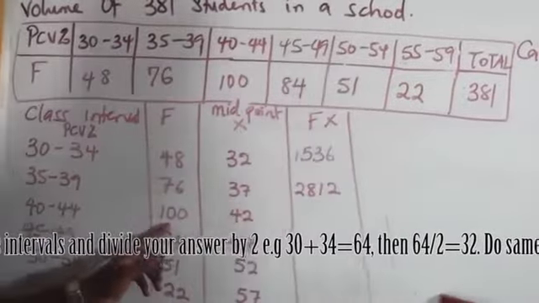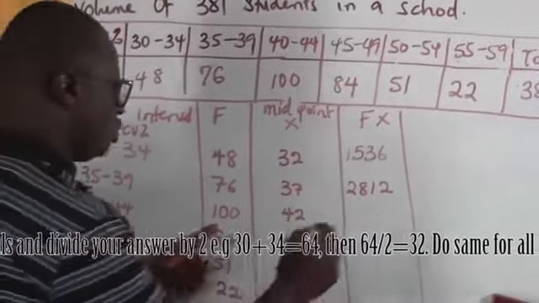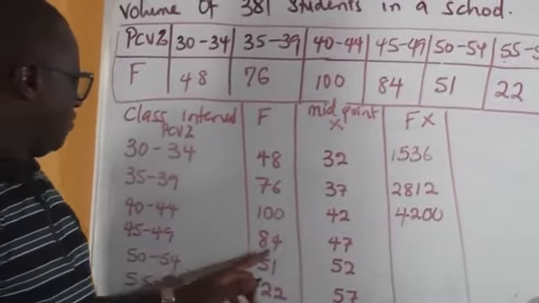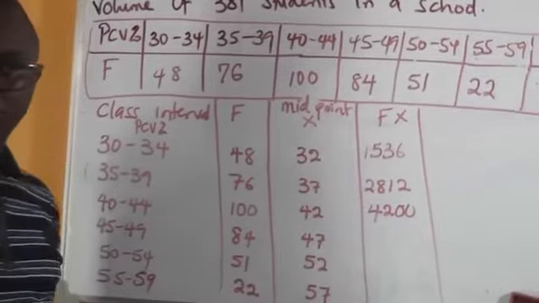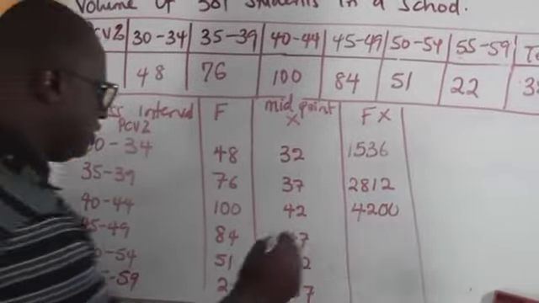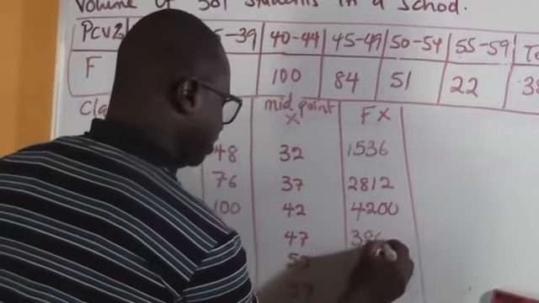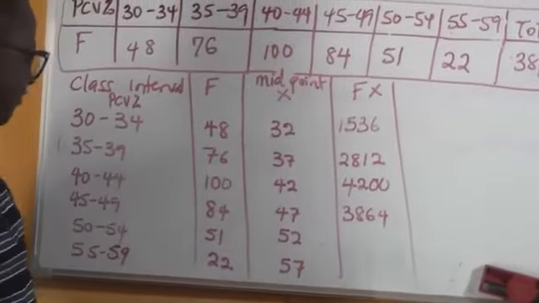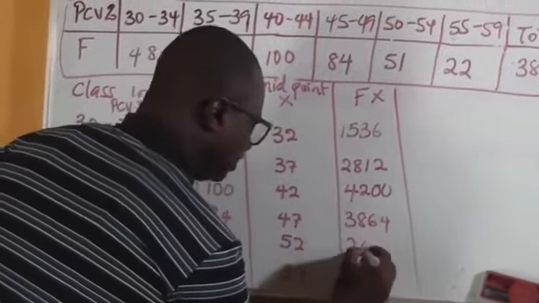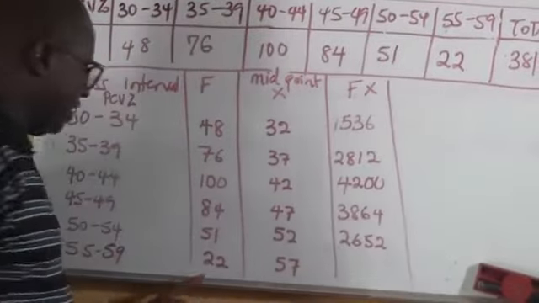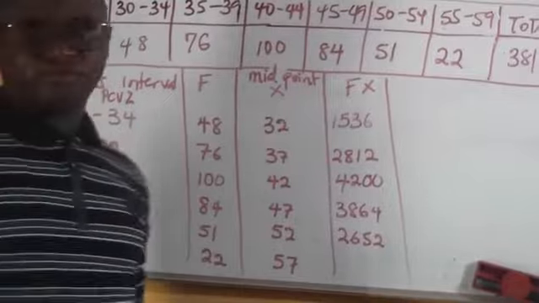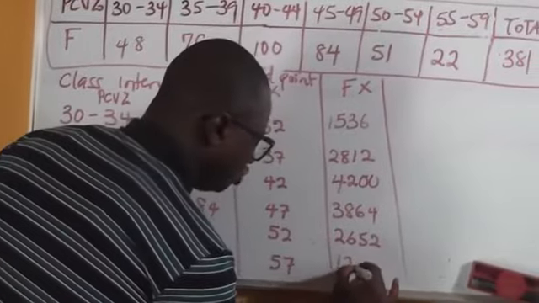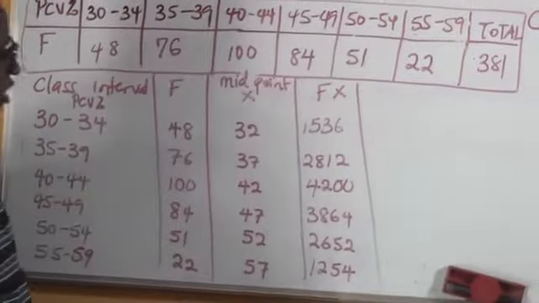If you multiply 100 by 42, you have 4200. Right? If you multiply 84 by 46, what do we get? We have 3864. Then 51 multiplied by 52 gives 2652. And then 22 multiplied by 57 gives 1254. All right.